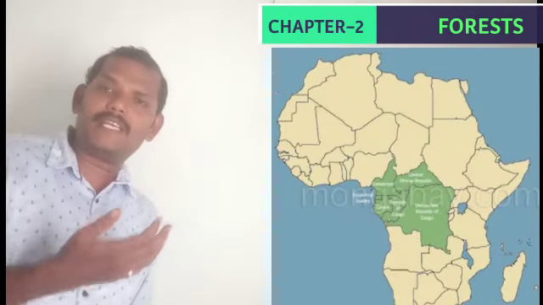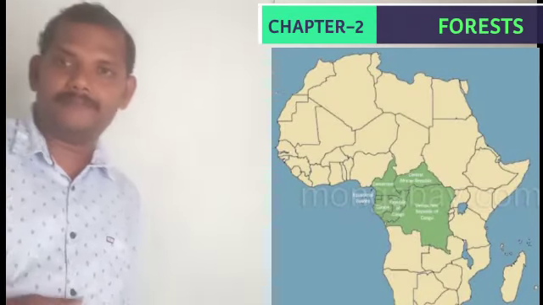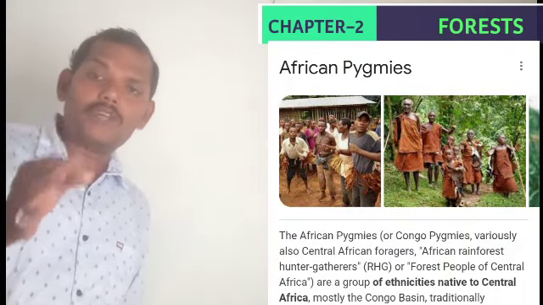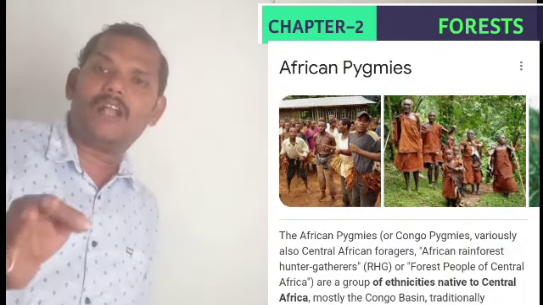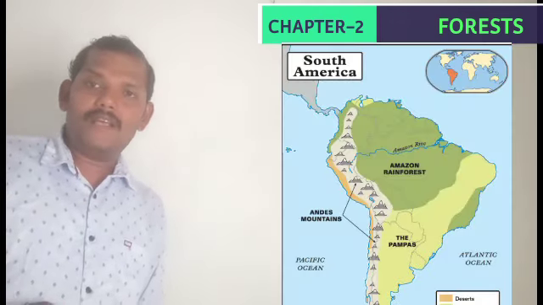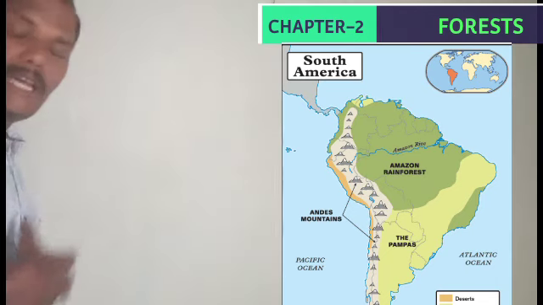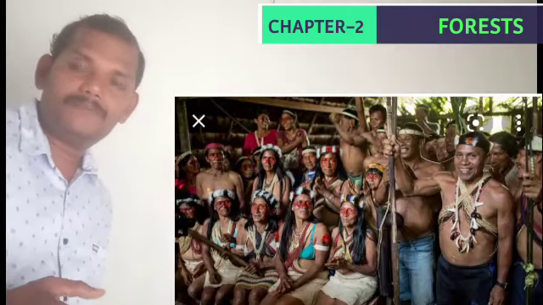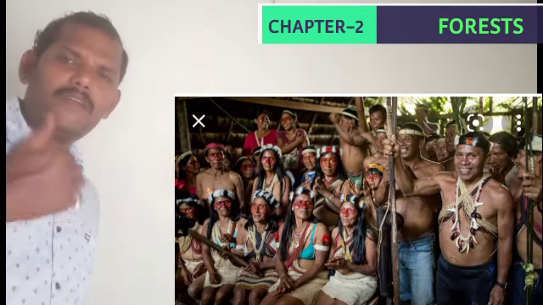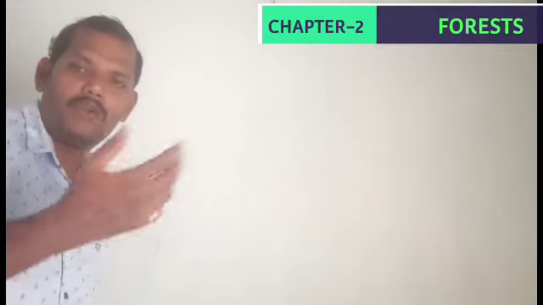And another one, the people who are living in this region are called by different names. Take for example, in the Africa continent, in the Congo region, the people are called the pygmies. Second one, in the Amazon region, these people are called the Redinians. Like that, different people in this equatorial region are called by different names.